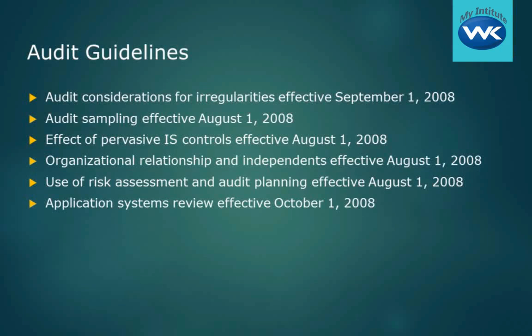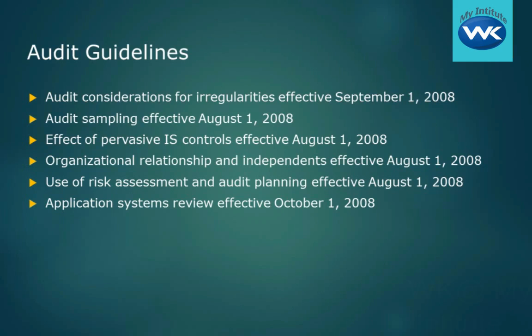Another one of the guidelines is the audit considerations for irregularities, again effective September 1st, 2008. Of course, these were guidelines that helped provide the auditor with a means for understanding what they should be looking at should they come across any type of irregularities or illegal acts that are happening in the course of their audit. Again, it's guidelines for considerations on reporting and handling those things.